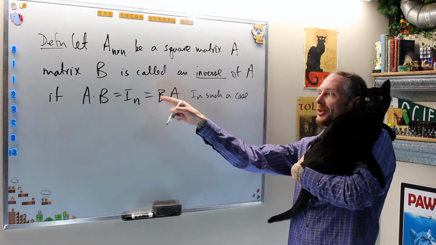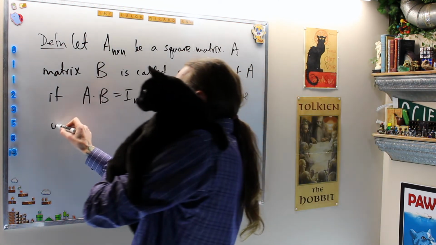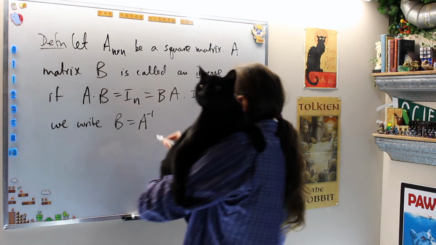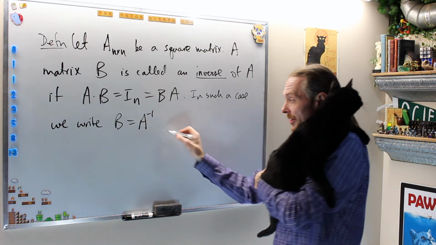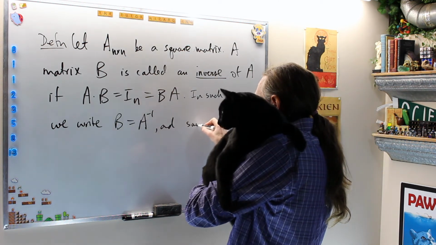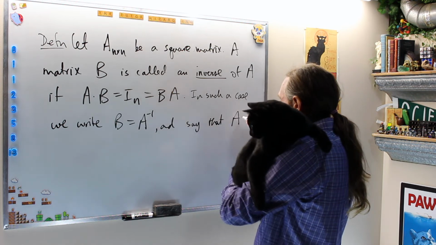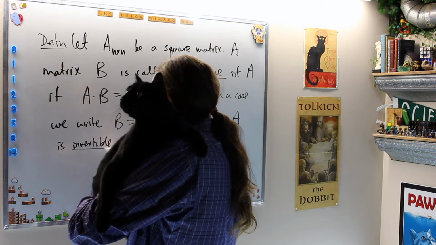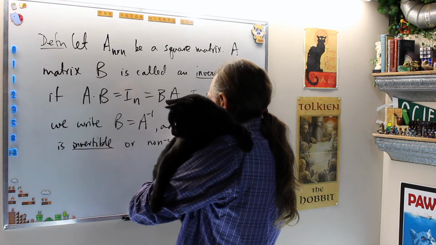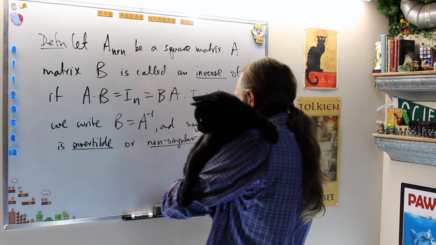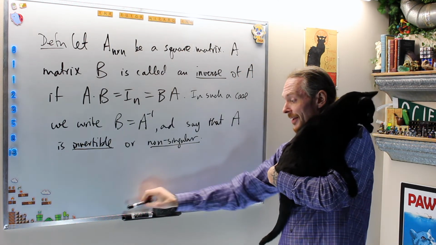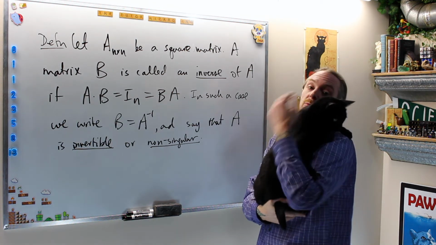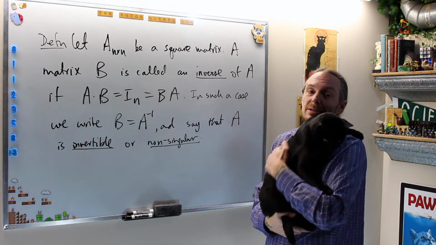So if I do have an inverse, in such a case, we write B is equal to A^-1. So the inverse is the notation we're going to use, and we say that A is invertible or non-singular. So this is our definition of the inverse of a matrix. If there is another matrix that we can multiply it by, which will give us the identity, this is the inverse of a matrix A.